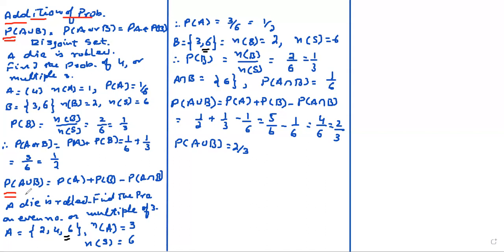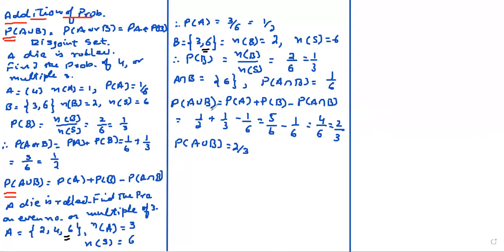And the second is, if there is something common. Suppose I took the example of even number, 2, 4, 6, and multiple of 3, which is 3, 6. We can easily see that 6 is common to them. It means it comes twice, 6 in the event A and 6 in the event B. If we straightforwardly add these probabilities, then 6 will be added twice. So we have to minus the common factor once.